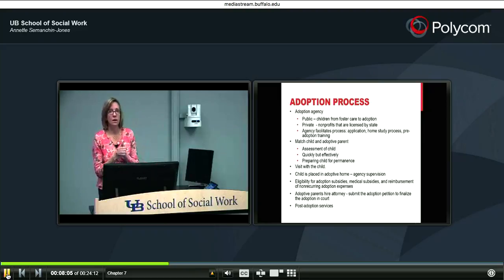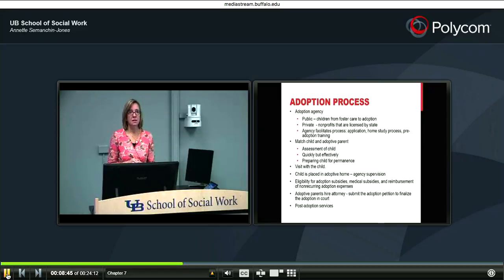For example, there are many agencies now that have resource families where a foster parent goes through the licensing process to become a foster parent, but also wants to potentially be an adoptive home. And so some of these processes now are combined and consolidated in some of these agencies. But it is a similar process. There's an application, an extensive home study process, pre-adoptive training. And so again, many of the similar things that we saw for foster parent licensing.